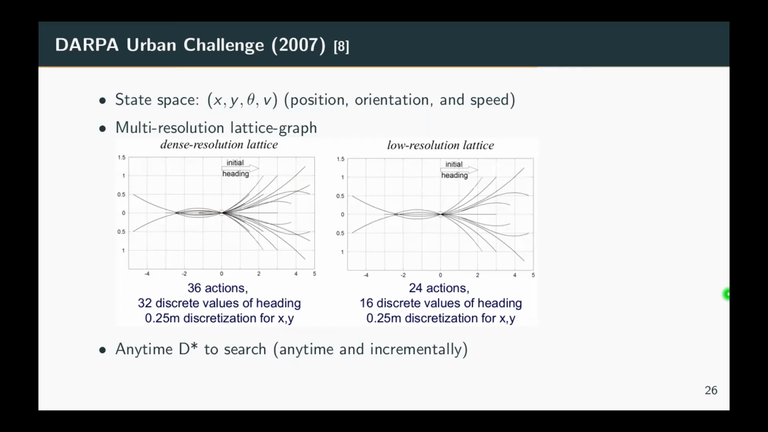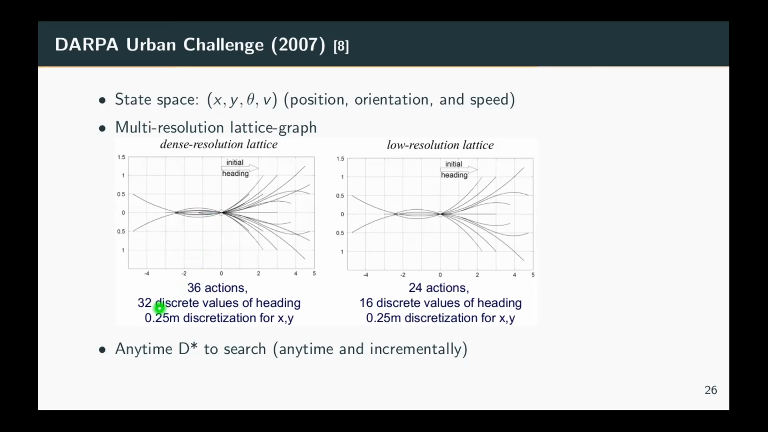So if you have a fairly dense grid, and you need 36 actions for each state, and they discretized the X, Y, and theta. The theta is discretized in 32 different angles. And for the speed, I haven't written it down, but presumably also at least 3 or 4 different speeds were discretized. And so it turns out that in this particular case, it's too difficult to just plan on this very dense resolution lattice.